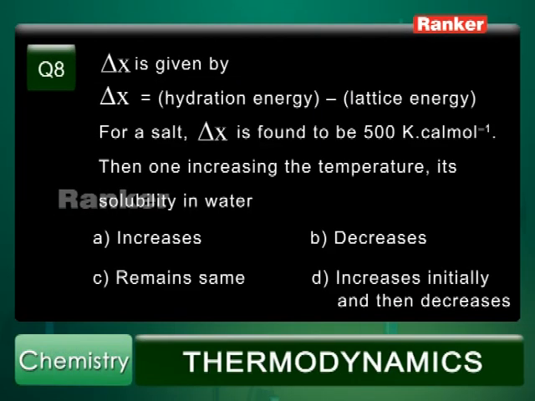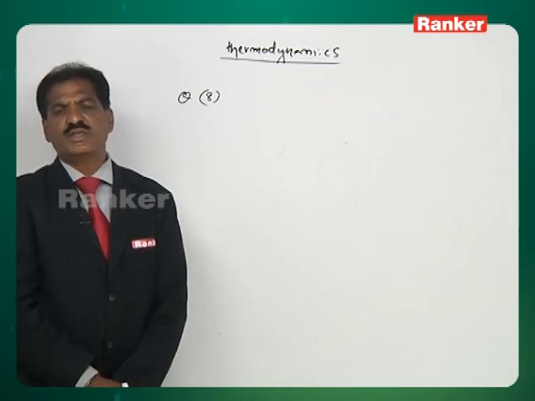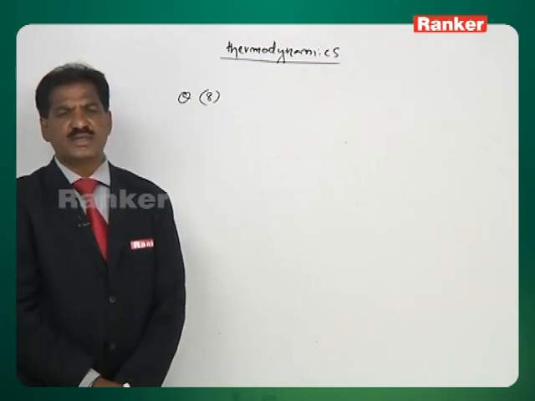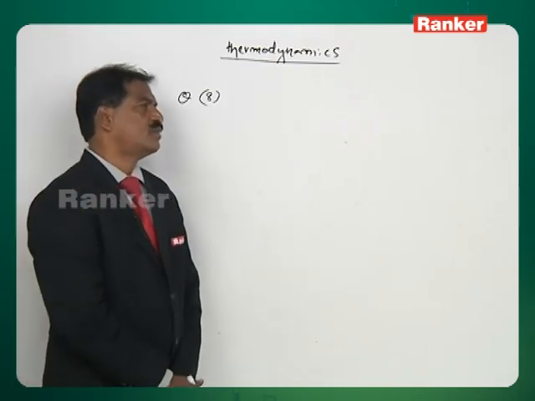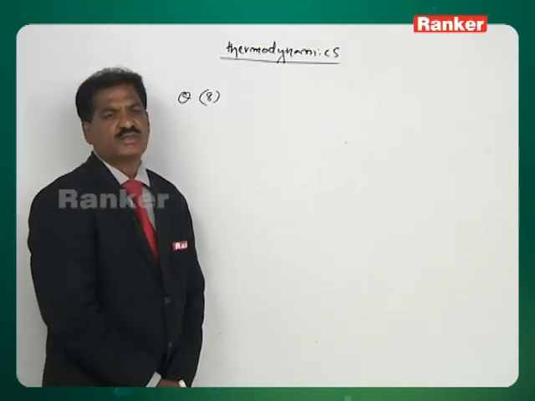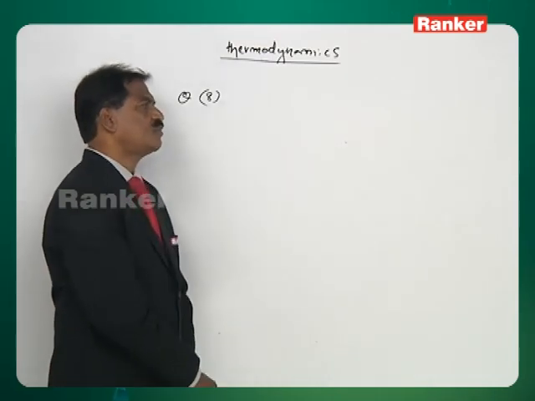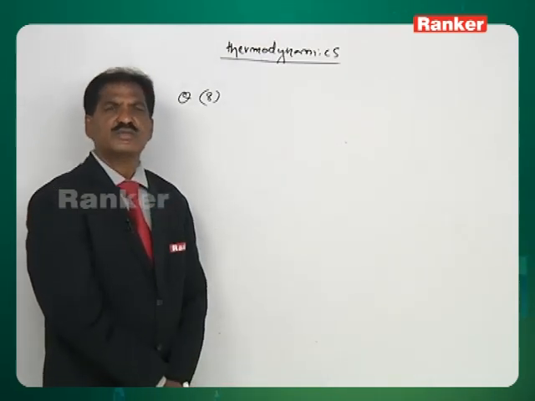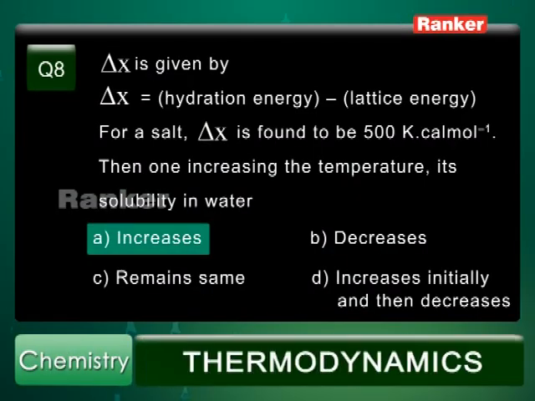Question number 8. Del X is given as hydration energy minus lattice energy for a salt. Del X is found to be 500 kilocalories per mole. Therefore, on increasing temperature, how does the solubility change? Increases, decreases, remains same? Usually if the sum of the hydration energy and lattice energy is positive, we can say the dissolution process is endothermic. Since the dissolution process is endothermic, with rise of temperature the dissolution always increases. Hence, answer is increases. Answer is A.